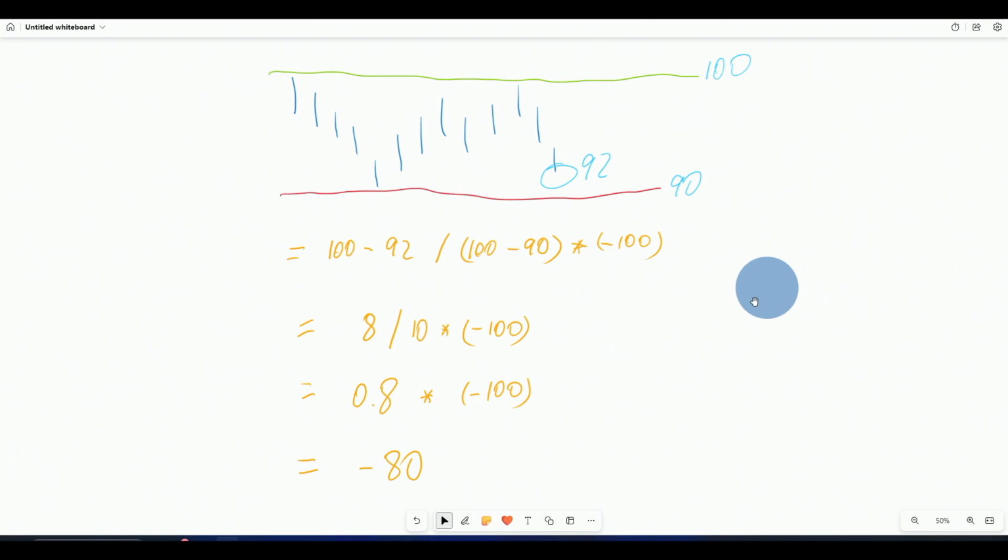So the equation will be as follows. The highest high, which is 100, minus 92, our current close, divided by the highest high, 100, minus the lowest low, which is 90, times minus 100. If you resolve this equation, currently we have minus 80. That means currently we are in oversold. And of course, we can see it from the picture, it's oversold.